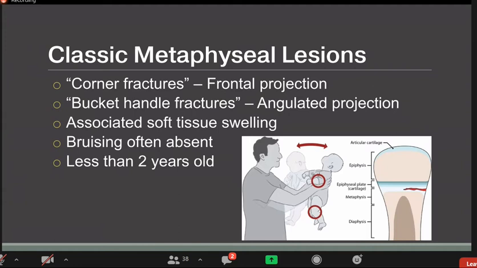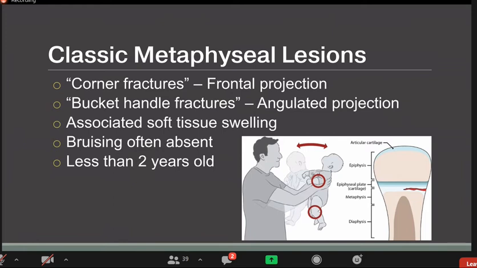So classic metaphyseal lesions are also called corner fractures, which we see on frontal projection. And if the projection is angulated, they would appear as bucket handle fractures. In these cases, usually there's associated soft tissue swelling, but bruising is often absent. Usually, this can be seen in patients that are less than 2 years old, and this correlates with the mechanism of injury in these patients.